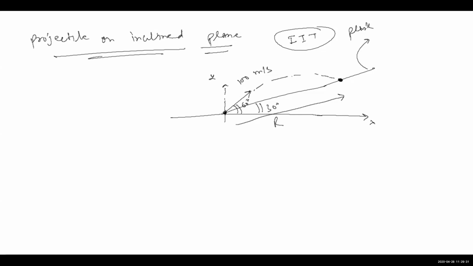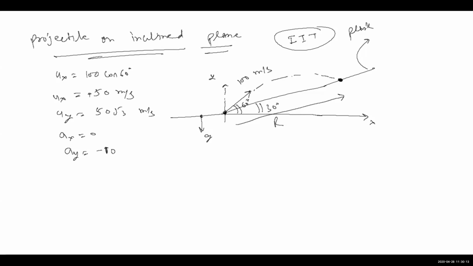If this is my x-axis, this is my y-axis, ux is 100 cos 60 along this axis, and cos 60 is 1 by 2, so that will be 50 meter per second, and that too positive. uy is 100 sin 60, which is 50 root 3 meter per second. ax is still 0 because there is no acceleration. Whatever acceleration is there is downward. g is downward, so there is no component along this x-axis. And ay is minus 10.